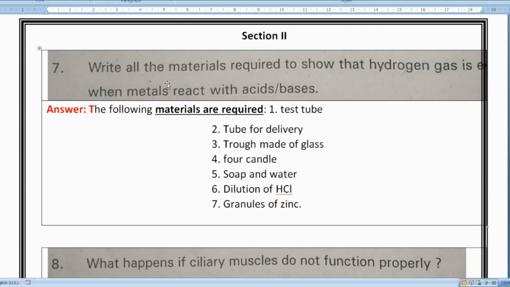Section 2, seventh question. Write all the materials required to show that hydrogen gas is evolved when metals react with acids or bases. So the following materials are required: test tube, delivery tube, trough made of glass, candles, soap and water, dilute HCl and granules of zinc.